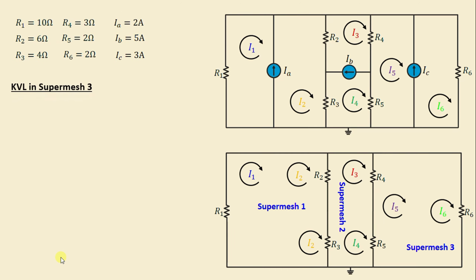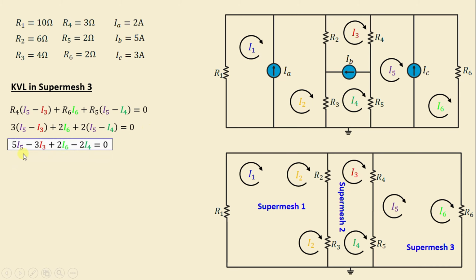Let's move on now to the last supermesh. By applying KVL in Supermesh 3, we can write R4(I5 minus I3) plus R6I6 plus R5(I5 minus I4) is equal to 0. If we replace the resistors with their numerical values, we obtain 3(I5 minus I3) plus 2I6 plus 2(I5 minus I4) is equal to 0. If we continue simplifying this equation, we obtain finally 5I5 minus 3I3 plus 2I6 minus 2I4 is equal to 0.